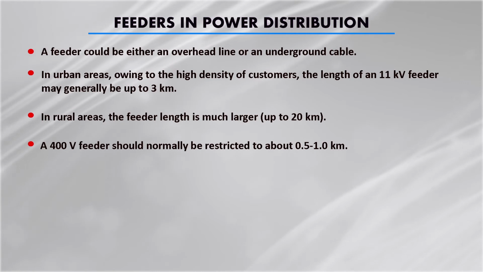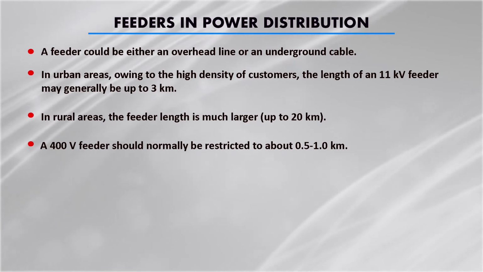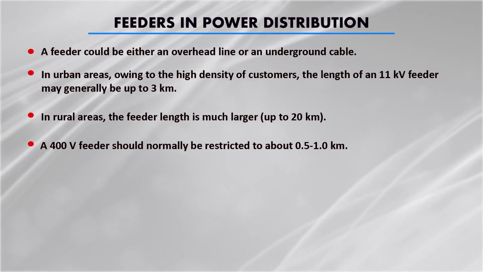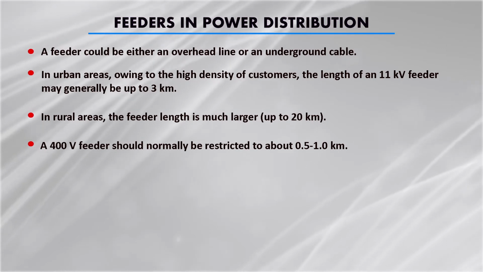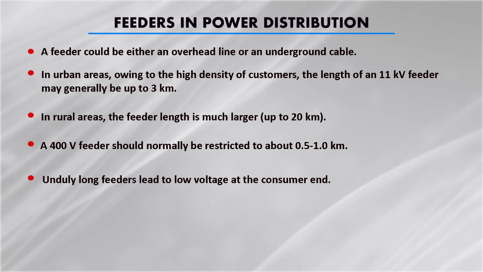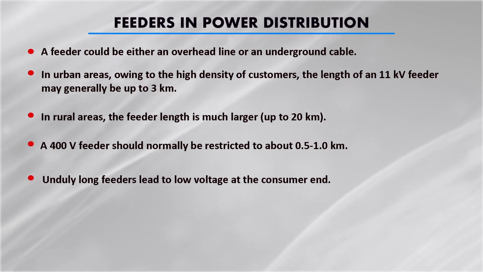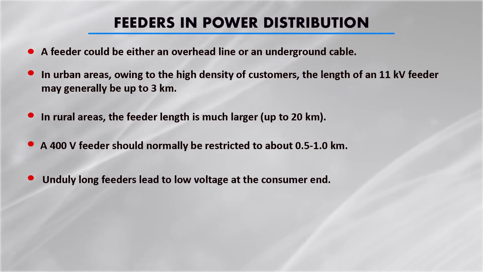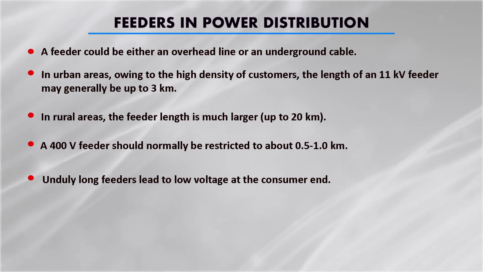So it is restricted to 0.5 to 1 kilometer only. That means it is advisable that it should not be run over long distances. Unduly long feeders lead to low voltage at the consumer end. That means the losses are there.